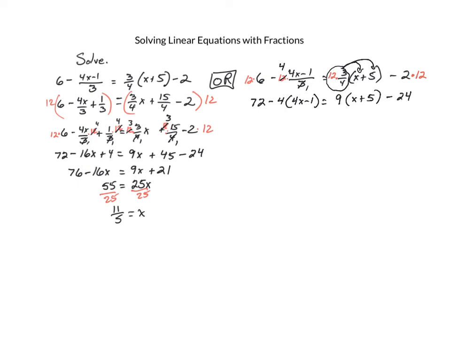And we have a minus 24 on this line. So when we distribute, we'll have 72 minus 16x plus 4 equals 9x plus 45 minus 24. And notice that is the same as this line on the left-hand side. They're completely equivalent.